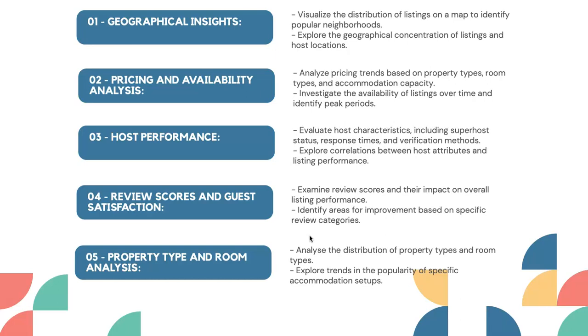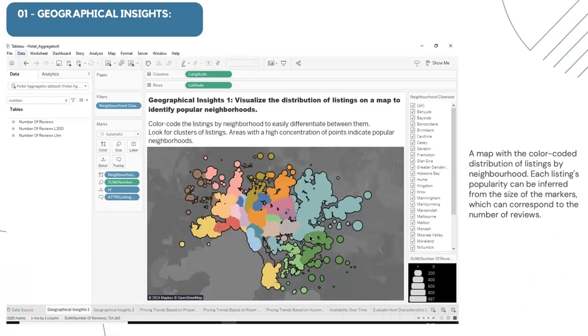Coming to the 5 scenarios which we will be exploring as part of this analysis, the first one is geographical insights, then pricing and availability analysis, host performance, review scores and guest satisfaction, and the fifth one is property type and room analysis. I'll explain in detail in the next slides.